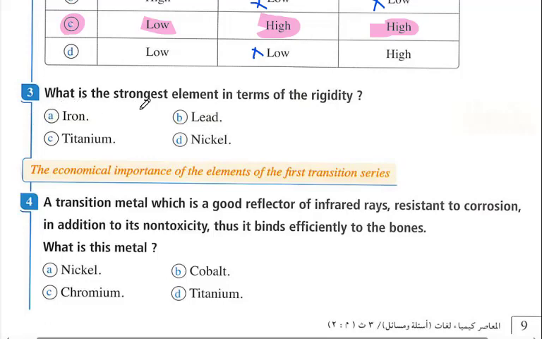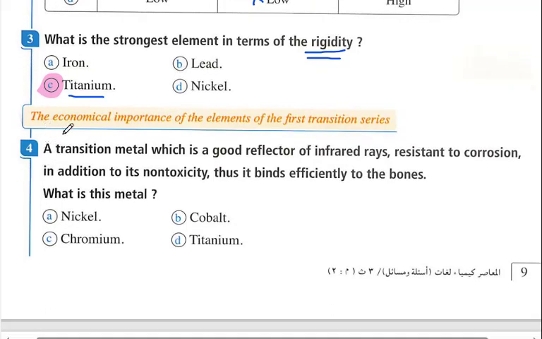Okay, what is the strongest element in terms of the rigidity? Rigidity here means titanium. Titanium is non-toxic, binds to the bones and is used in dental implantation. So rigidity and non-toxicity is the only character of one element, which is titanium. So titanium here is the correct answer. So it is titanium. Okay, let's have another question.